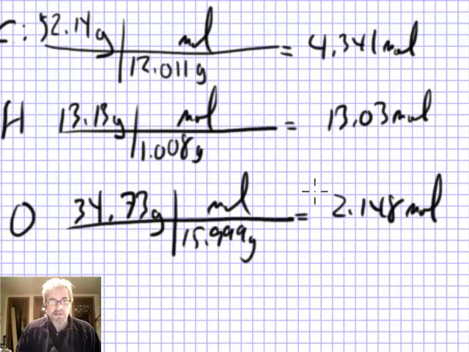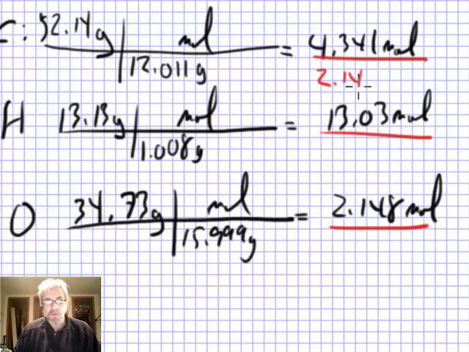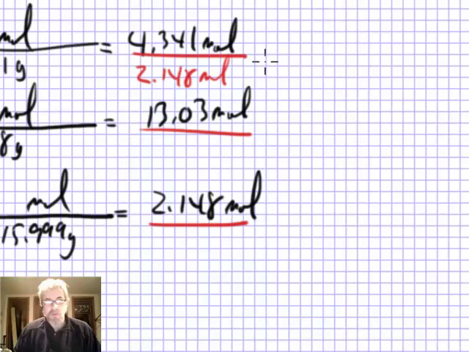Next, I'm looking for the smallest number of moles. Well, that's the 2.148 moles of oxygen. So I'm going to divide the other two mole quantities by that, 2.148 moles. When I divide 4.341, I get 2.021, and that ratio is within a few hundredths of 2, so I round to 2.